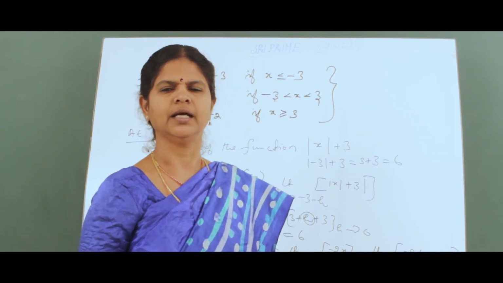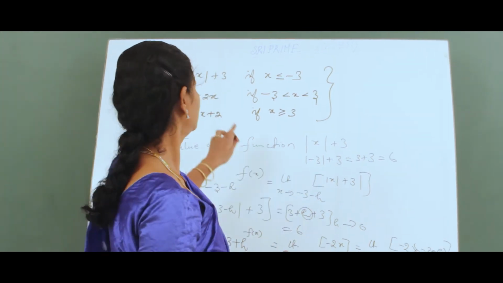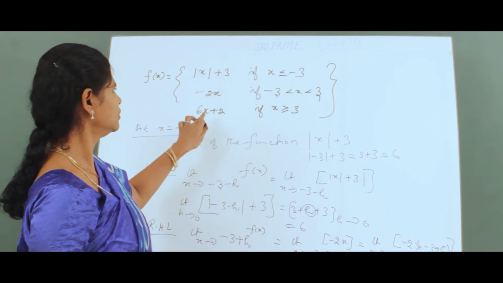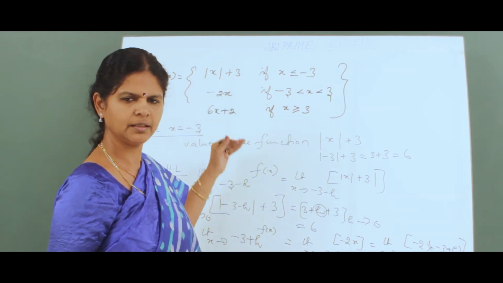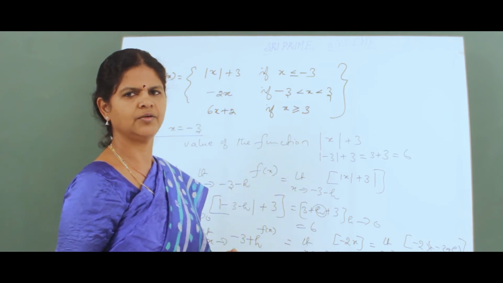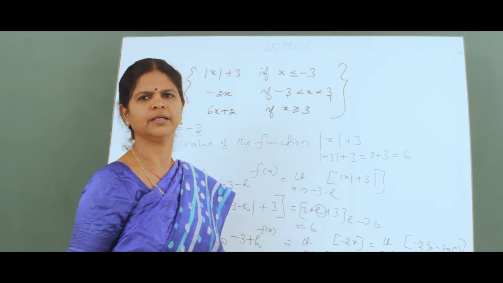In the same way, we are going to check continuity at x equal to 3. So again, for the left hand limit take -2x, and for the right hand limit the function is 6x plus 2. If you proceed in the same way, it is continuous at x equal to 3. So try and complete this problem yourself.